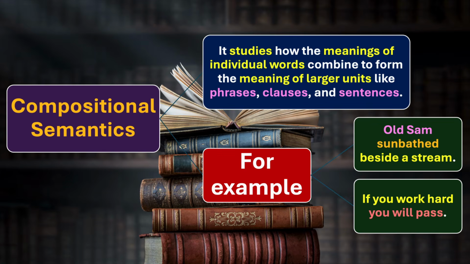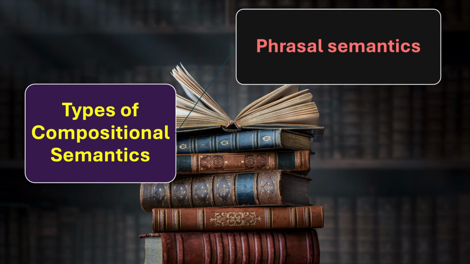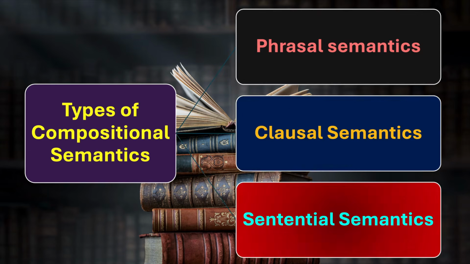That is the point here. Now we should talk about types of compositional semantics. What are they? We have phrasal semantics, clausal semantics, and sentential semantics. Of course, we are not going to discuss all these types here at this stage.